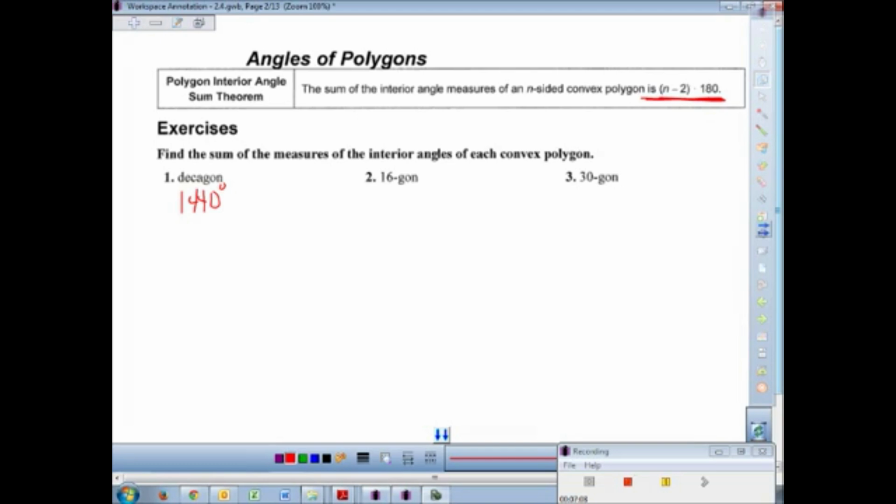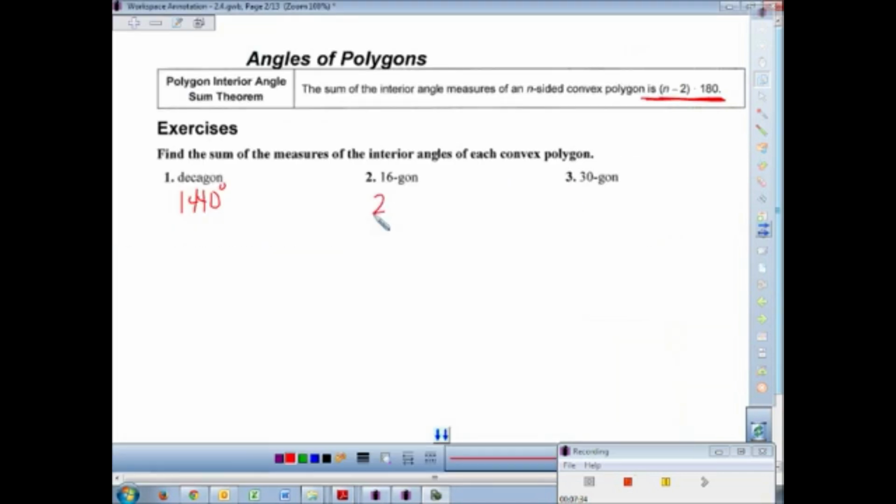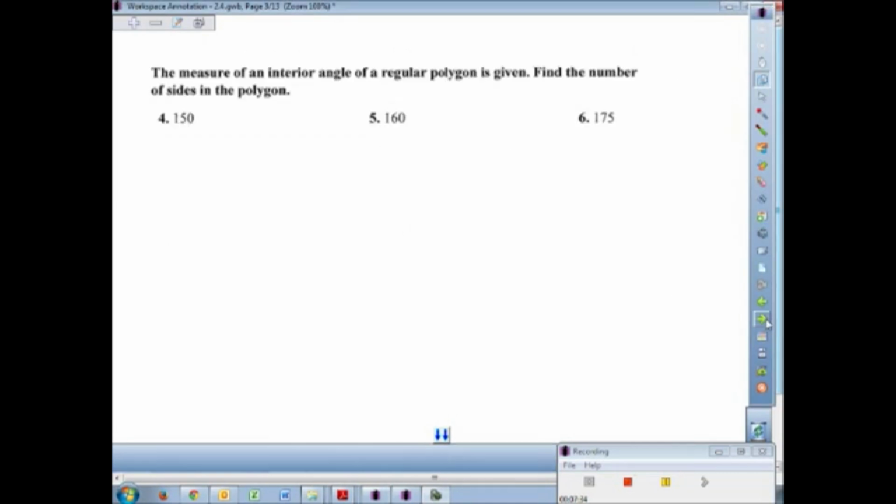So what are we taking times 180, though? 2 less. 14 times 180 is 2520. Is that what we're getting? 2,520 degrees. Get the rest of these problems done.